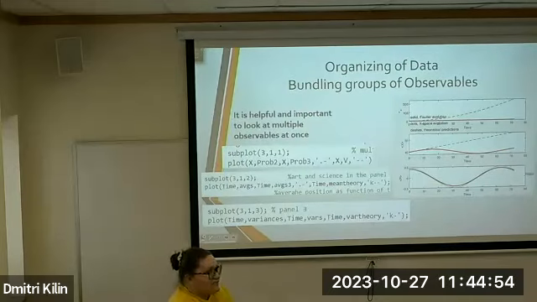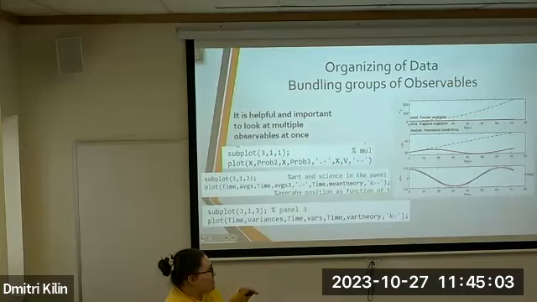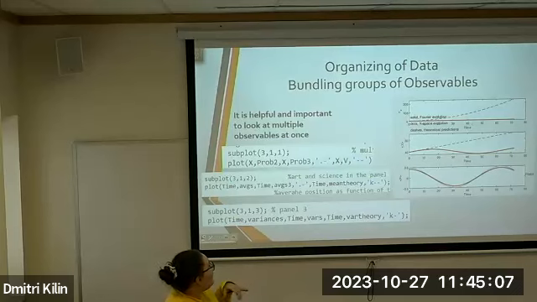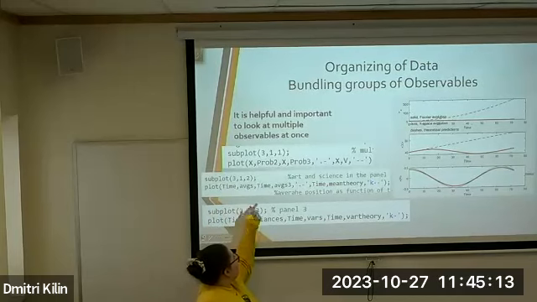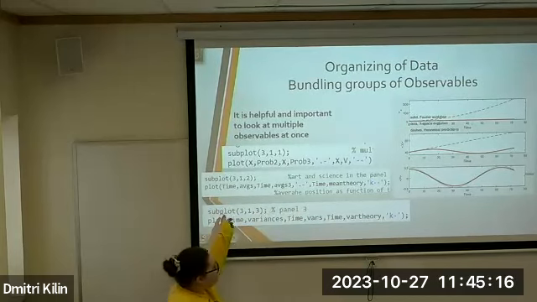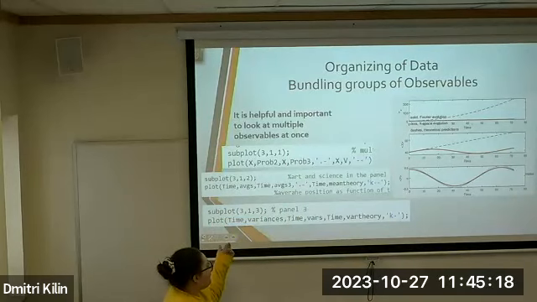The organization of data and bundling groups of observables. It's really helpful in research to see all of the observables at one time in one figure. You can do this by doing multiple subplots, and this is shown by 311 being the top, 312 being the middle, and 313 being the last of the figures.